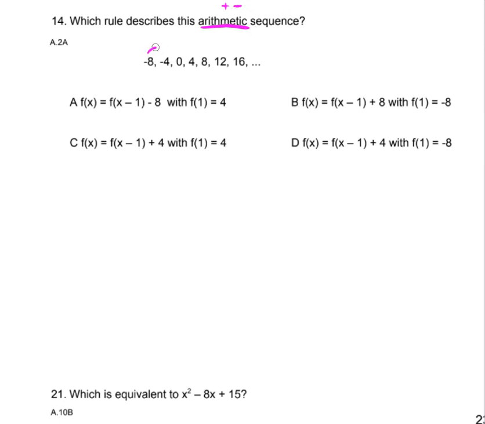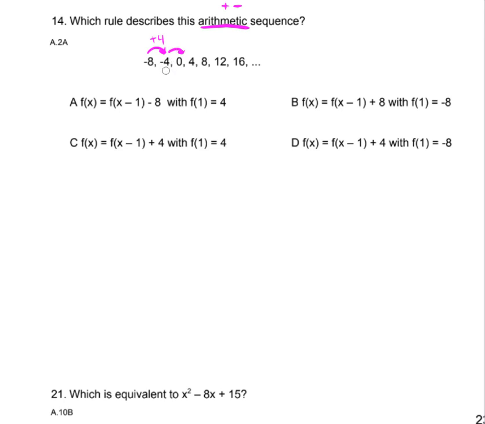So in other words, to go from here to here, I'm adding or subtracting something. That's why it's called arithmetic. If it was multiplying or dividing, it would be what we're going to learn a little bit later on called a geometric sequence, right? So in this case here, to get from -8 to -4, what do I have to do? Well, I have to add 4, right?